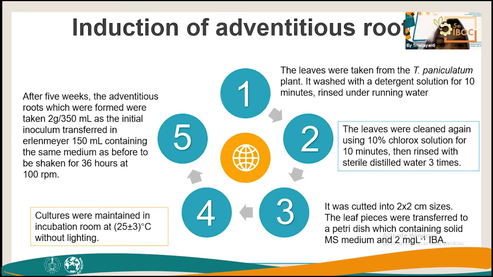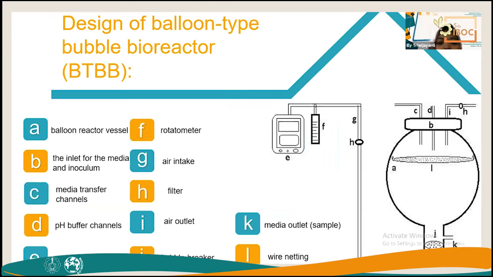And the last, after 5 weeks, 2 grams of the adventitious root were taken as the initial inoculum, transferred into an Erlenmeyer flask containing the same medium as before, to be shaken for 36 hours at 100 RPM. This is the design of BTBB.